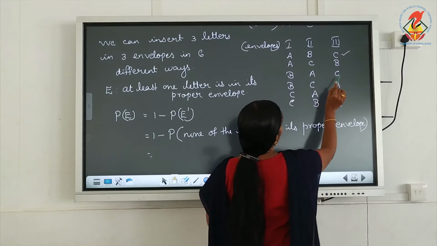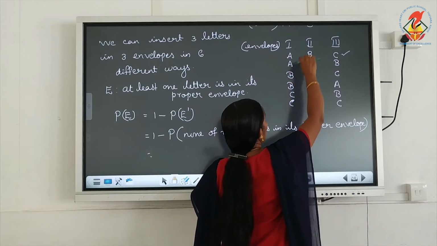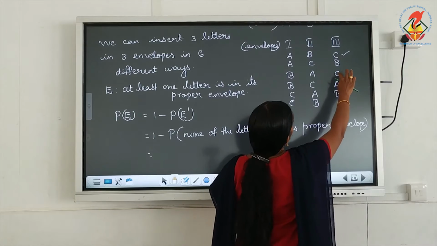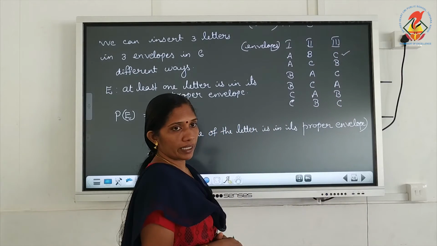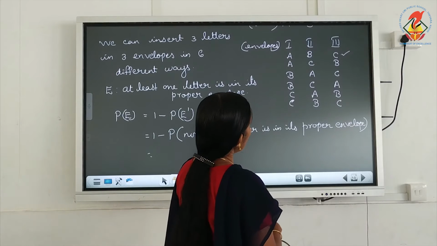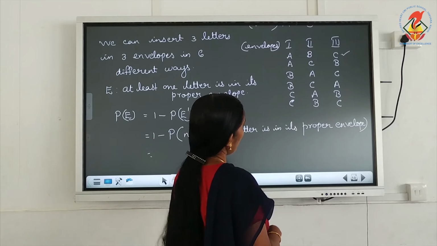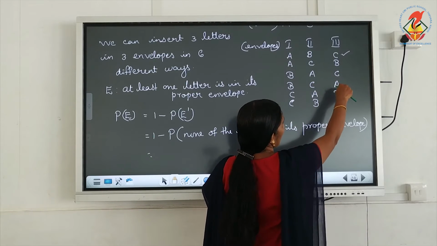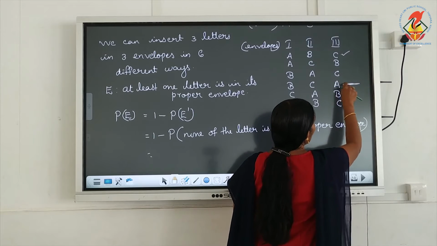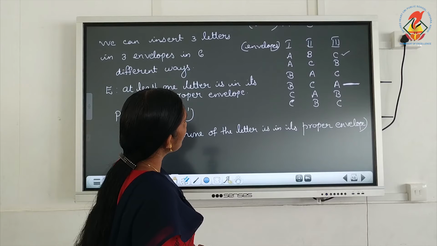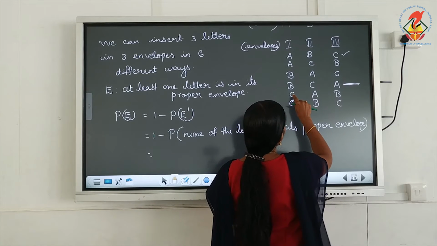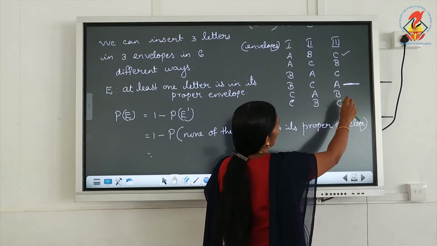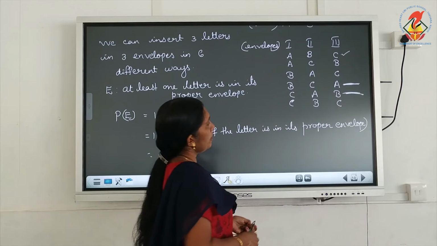Okay. B, A, C. Is it correct? B is supposed to be in the second envelope, but it is in the first one. A is supposed to be in the first one, but here it is in the second one. But C is in the third one. That is correct, so we can't take that. Then what about B, C, A? B is supposed to be in the second one, but here it is in the first one. C is supposed to be in the third one, but it is in the second one. So this we can take. Now any more? C, A, B. What about C, A, B? C actually belongs in the third one, but here it is in the first one. A second one, B third one. This also we can take. Now what about C, B, A?